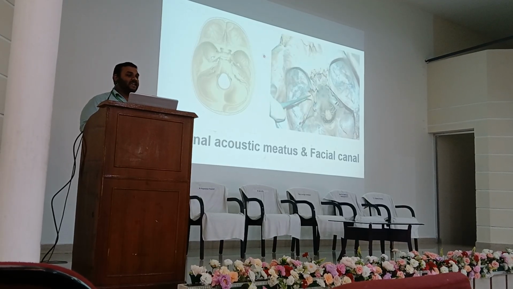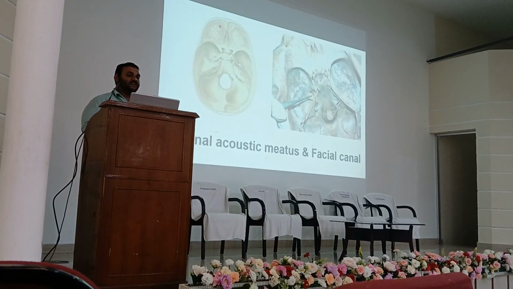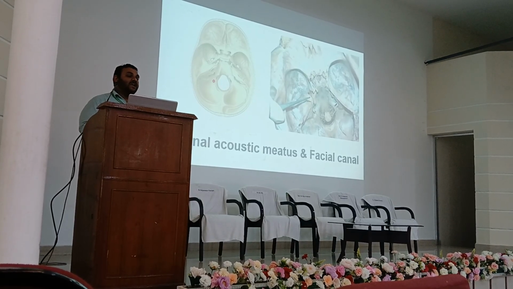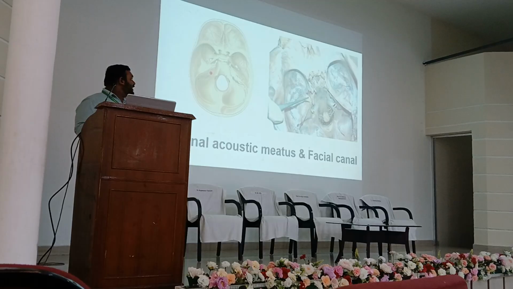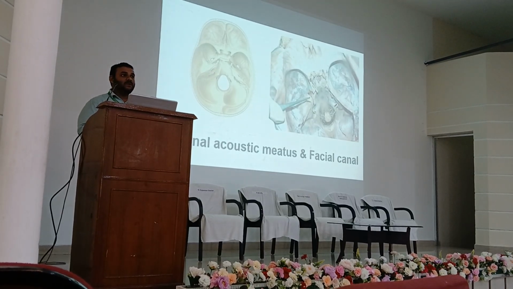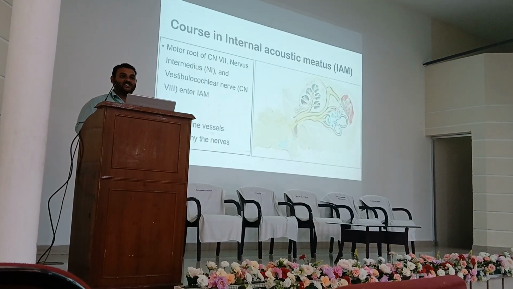This is the cranial cavity, and the cranial cavity is divided into three parts: anterior cranial fossa, middle cranial fossa, and posterior cranial fossa. We can see this is the petrous part of temporal bone, and this is the opening of the internal acoustic meatus. This is the cadaveric image. In the internal acoustic meatus, the facial nerve enters the facial canal.